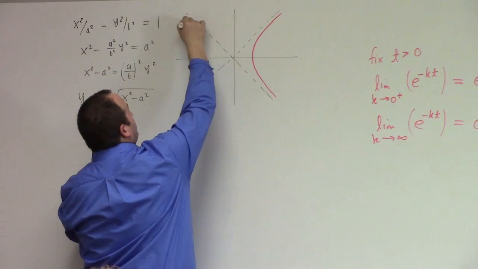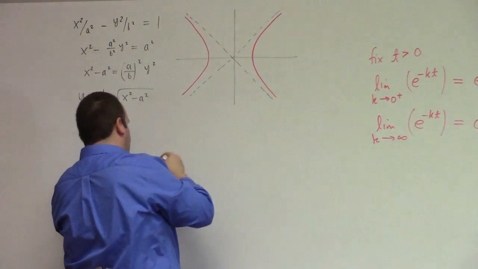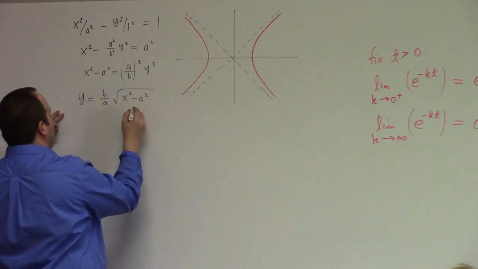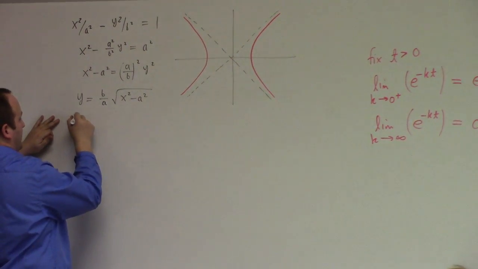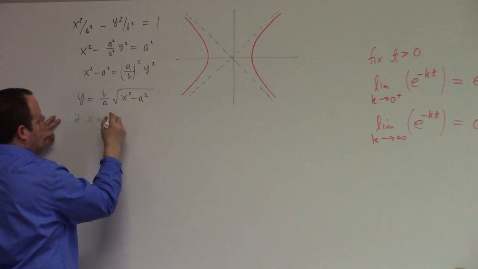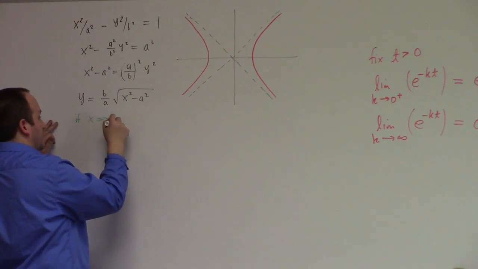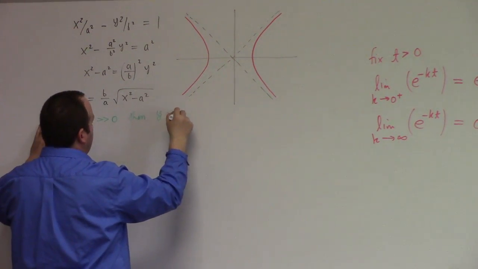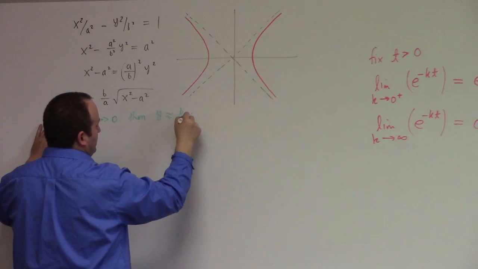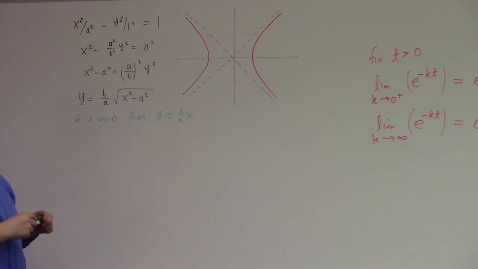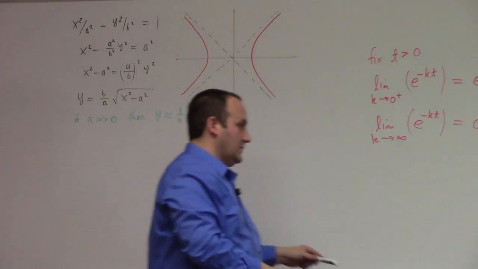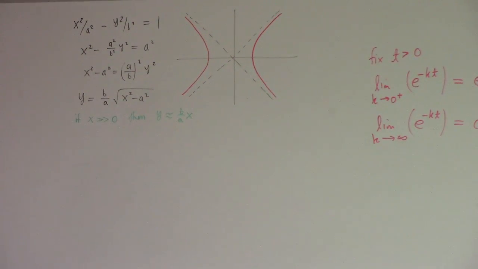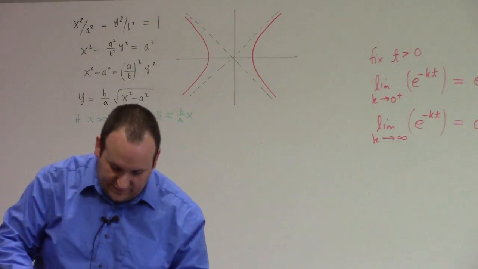All right? So the notion of a function being asymptotic is, well, think about this right here. If x is much, much greater than 0, then y is approximately b over a times x. Right? Because essentially the square root of x squared minus a squared is just the square root of x squared. x being positive, that's just x again.